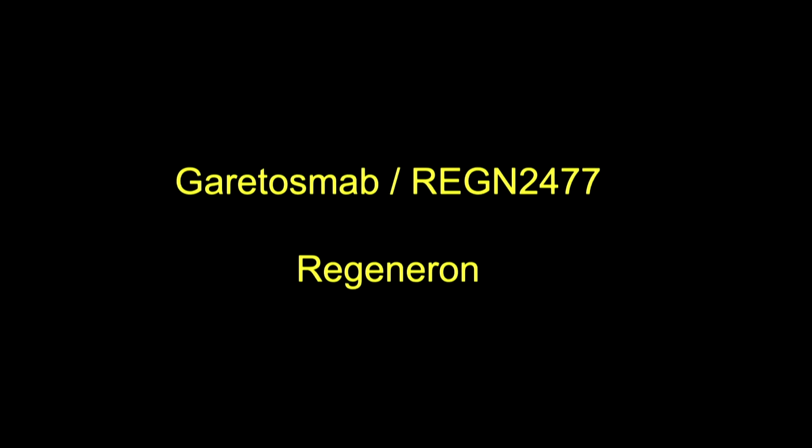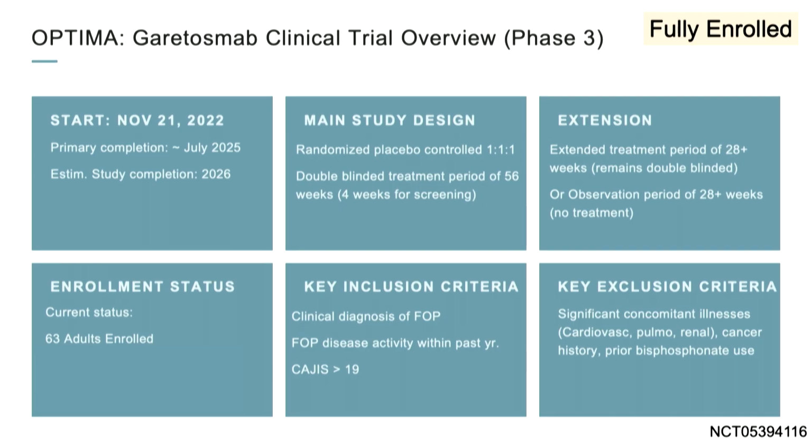The other trial that is currently closed is garetosmab. This is from Regeneron. The start date was in 2022. This is the Optima trial, which is the phase 3 trial. It is a randomized placebo control. It was designed as a 1-to-1-to-1, so there's a low dose and a high dose and a placebo. It's double-blinded, and the patients do 56 weeks, so basically 1 year worth of treatment, and then switch to an open-label extension. It is currently fully enrolled with 63 subjects, and it's active, not recruiting.